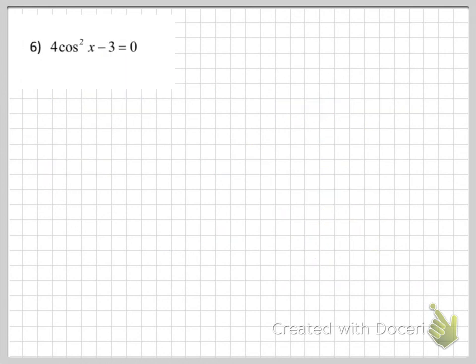Number 6. It looks like a difference of squares, but 3 isn't exactly a perfect square. Here's something you guys learn in higher level classes. You can still do those. 2 cosine x plus root 3, 2 cosine x minus root 3 is how that factors. So even if it's not a perfect square, you still square root it.